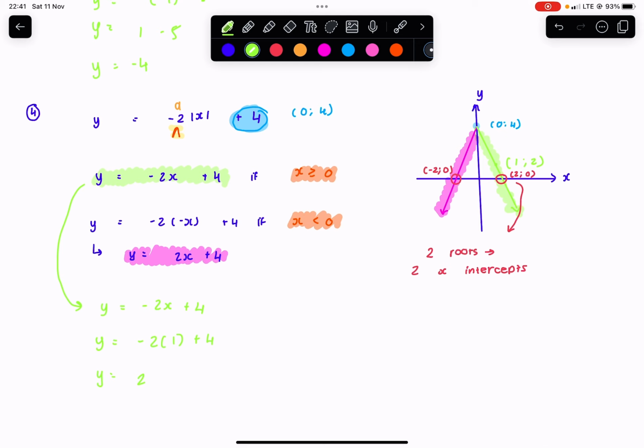We can do the same thing on the other side, and we can have negative 1 times 2.